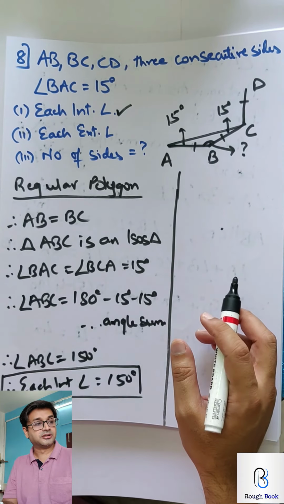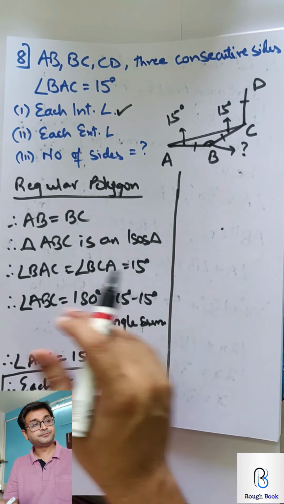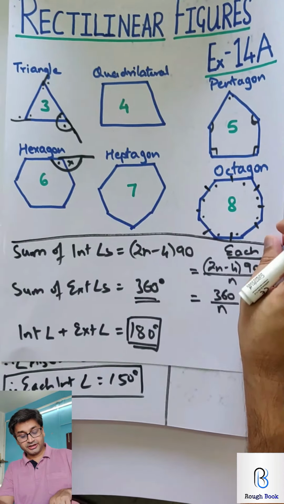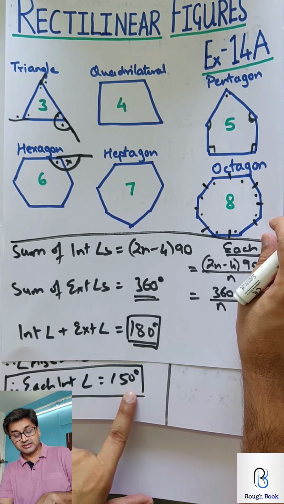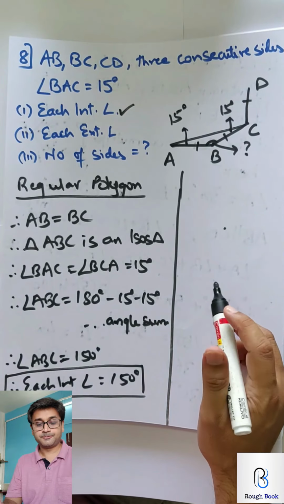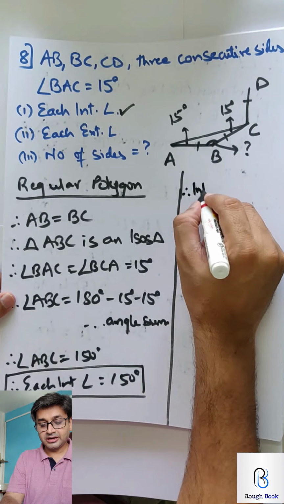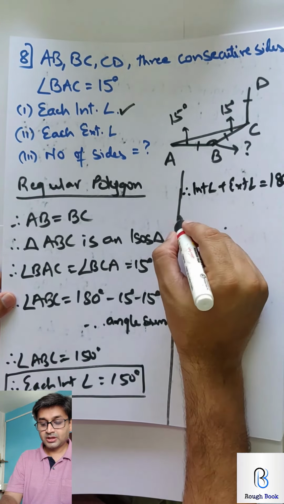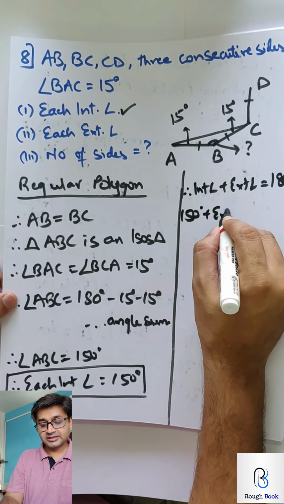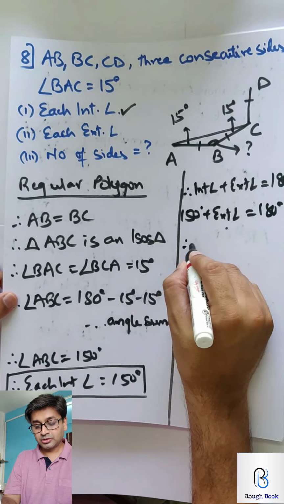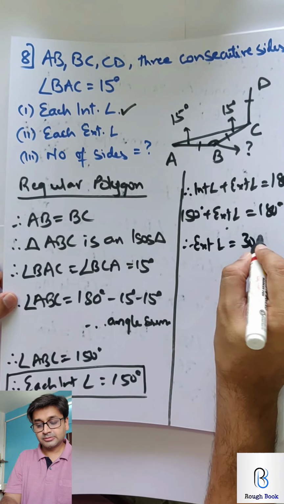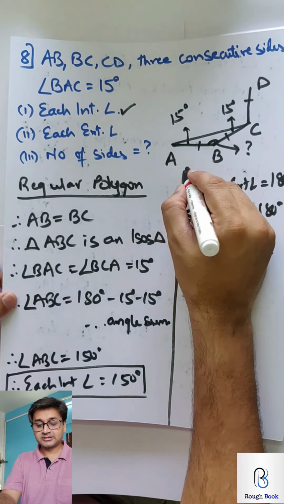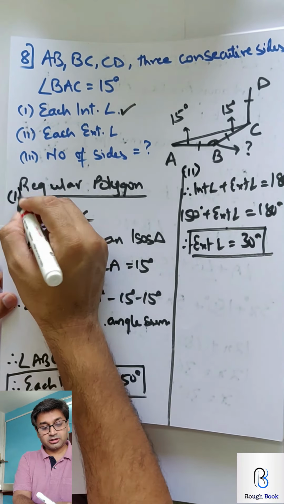How will you get the exterior? Do you remember any property? Interior plus exterior is 180. You got your interior right now. Can you get the exterior easily using this? 100% we can. So we'll say therefore interior angle plus exterior angle equals 180. So 150 plus exterior angle is 180. So therefore exterior angle becomes 30 degrees. So we managed to get the exterior angle also. That's the second part.